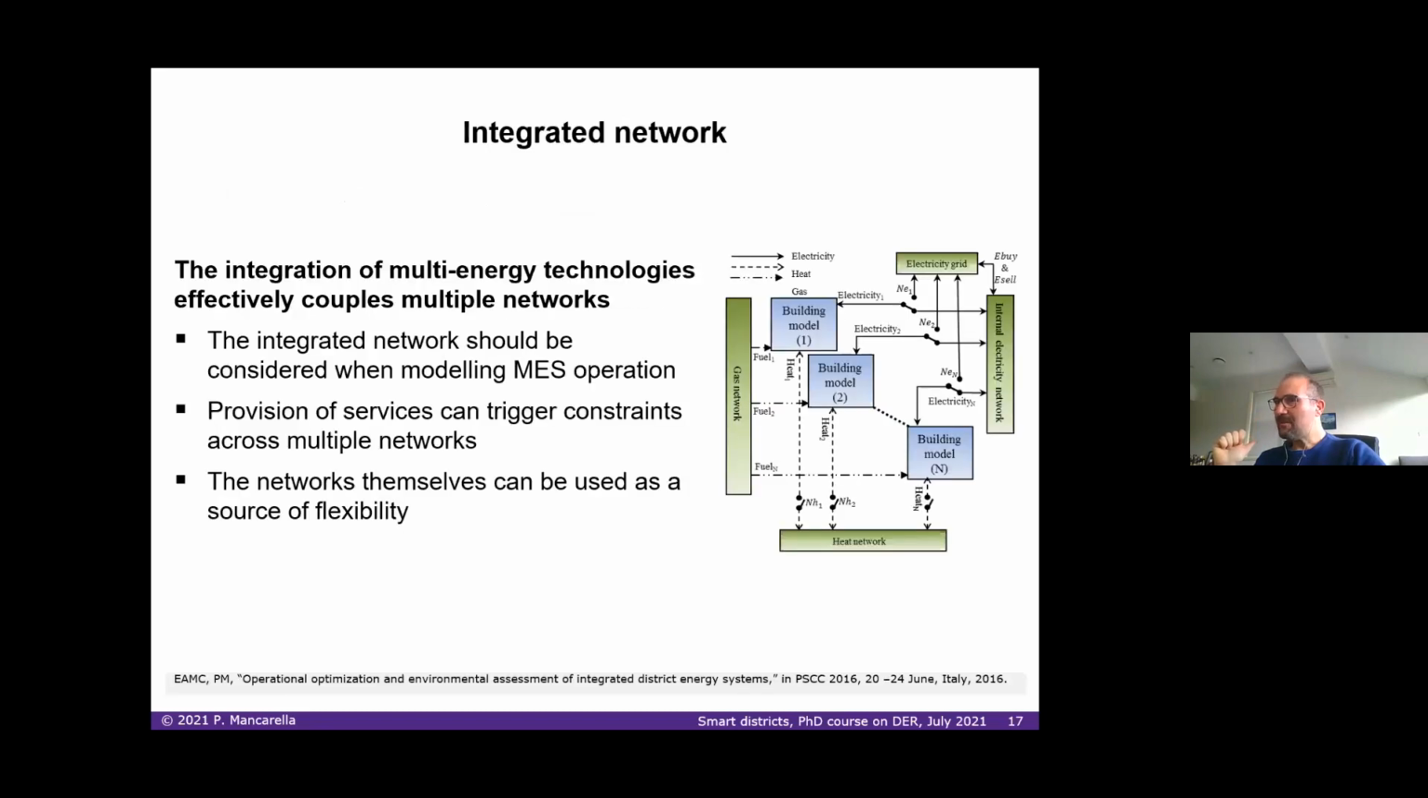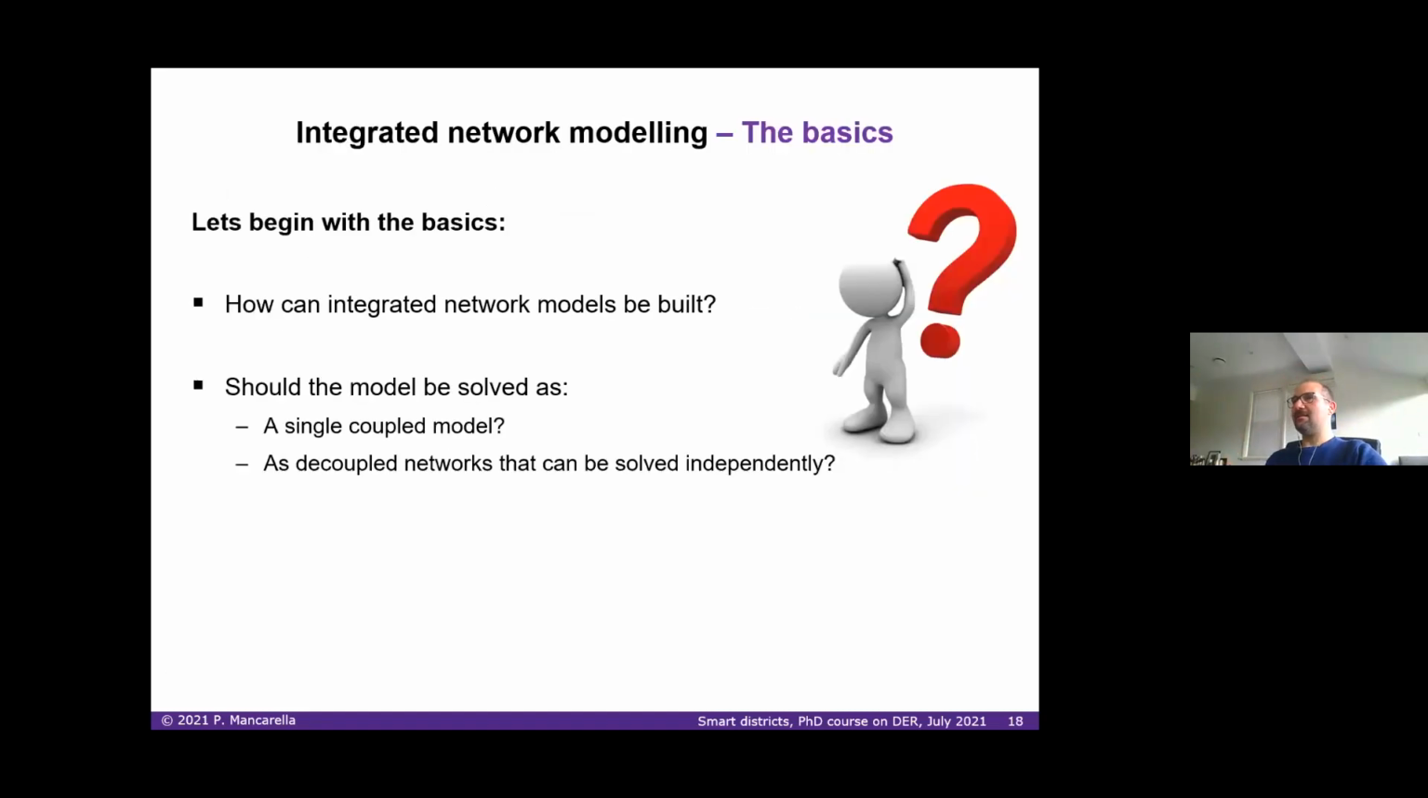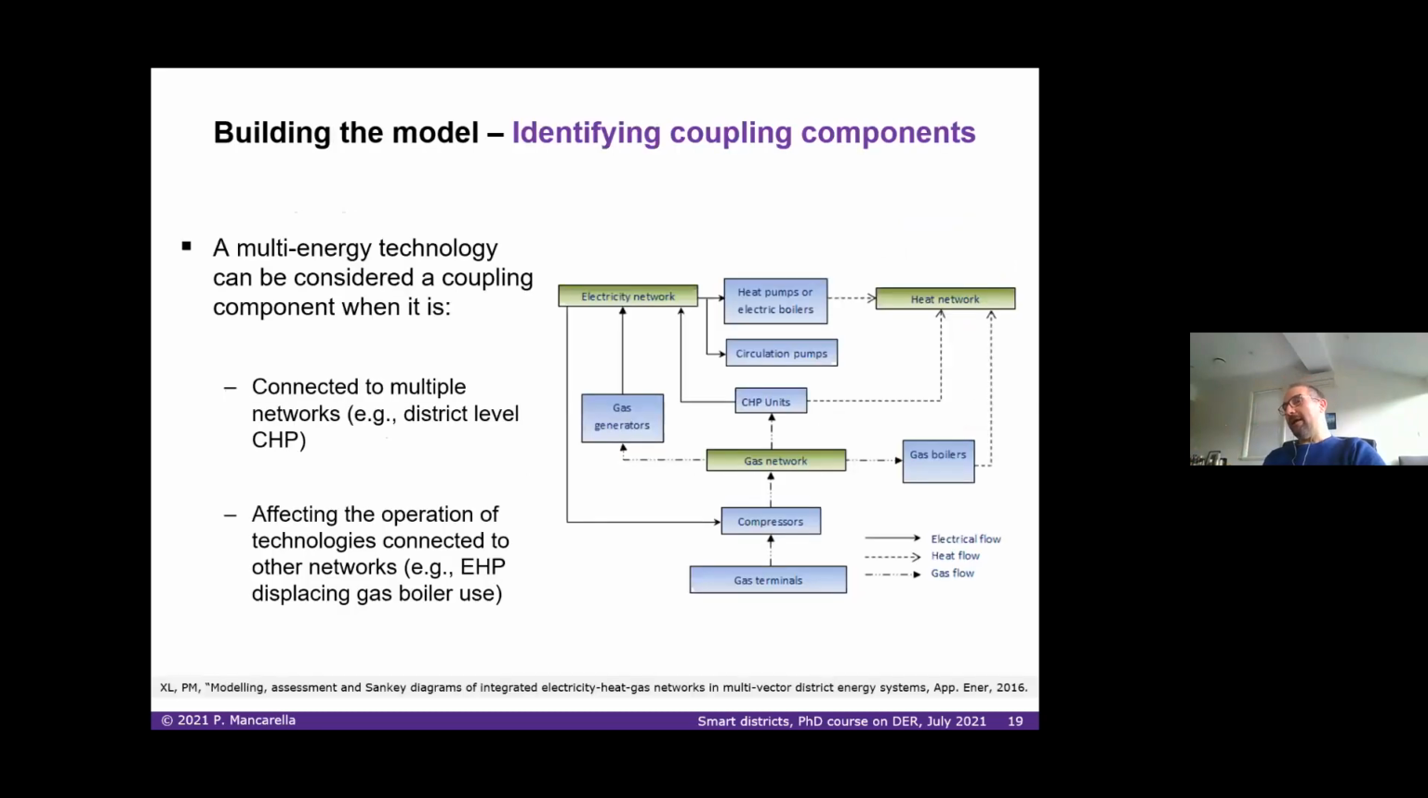So when you integrate buildings and imagine that you have not only electricity, but also, for example, heat to share resources, but also gas that is interlinking the system, the question is, how do I model the whole district, the whole community, really considering all the networks and potentially the flexibility that arises from interaction of the buildings through the different networks? Of course, there are different ways of modeling this.